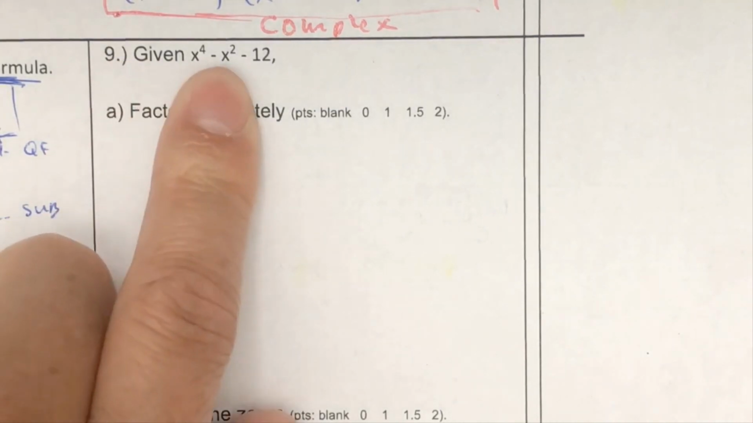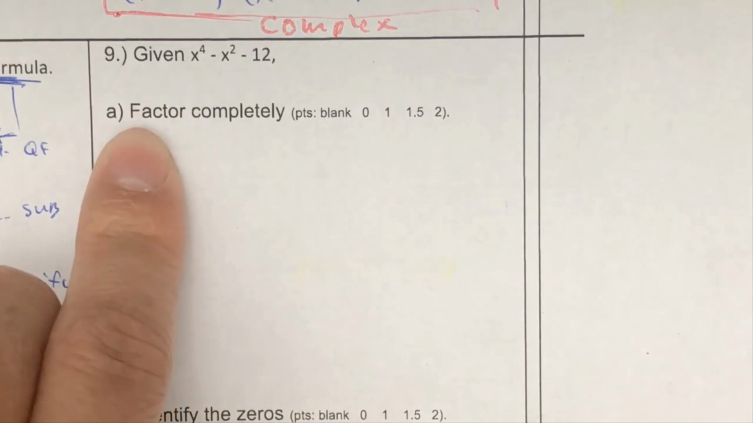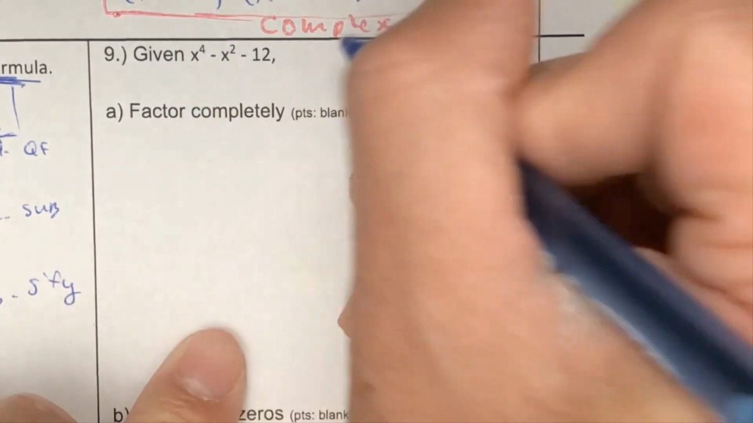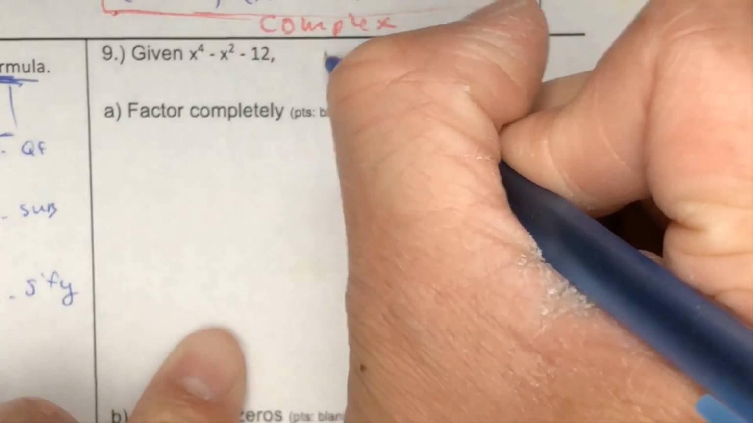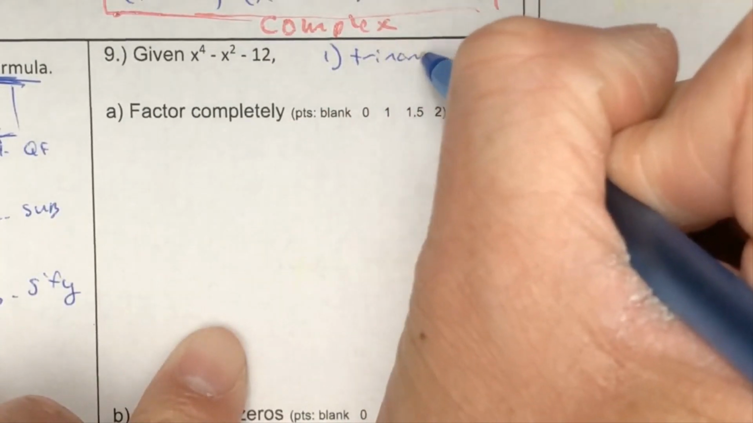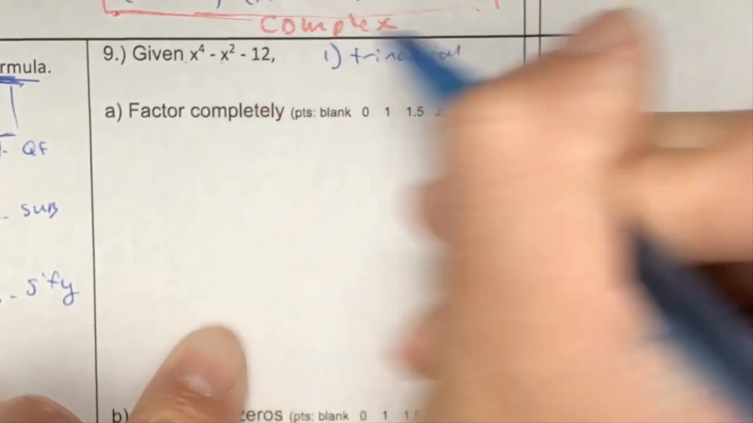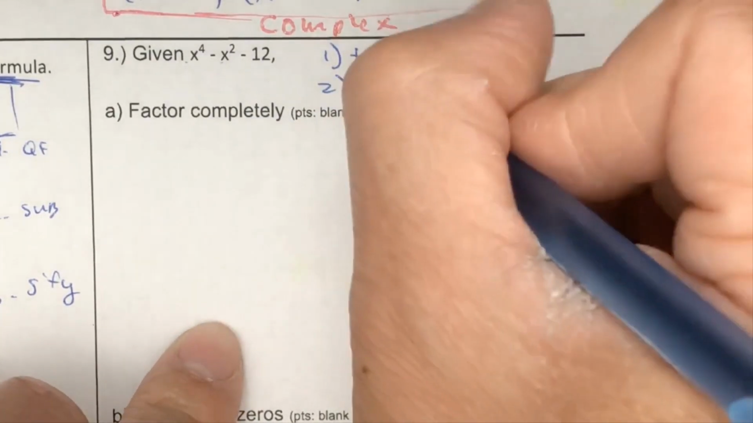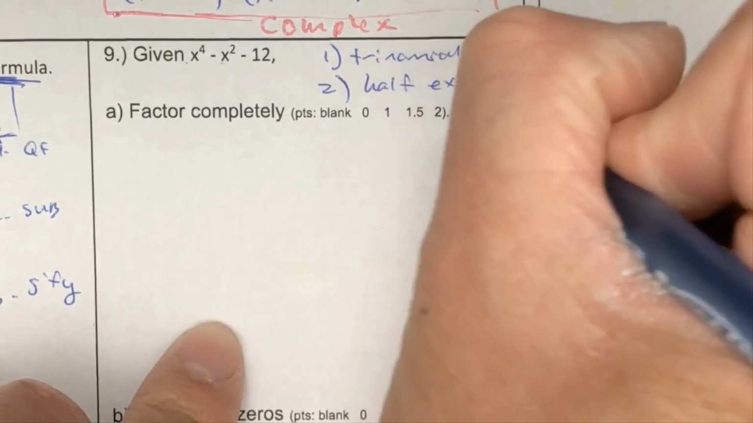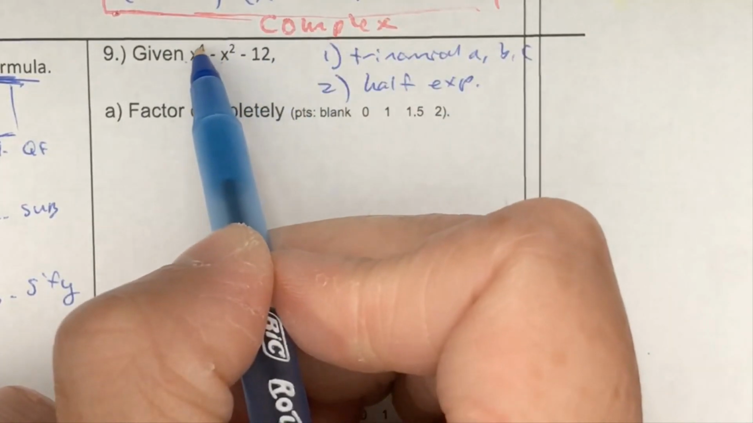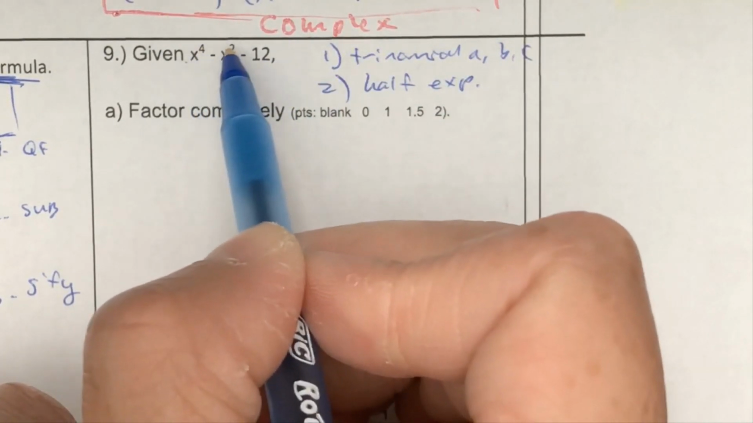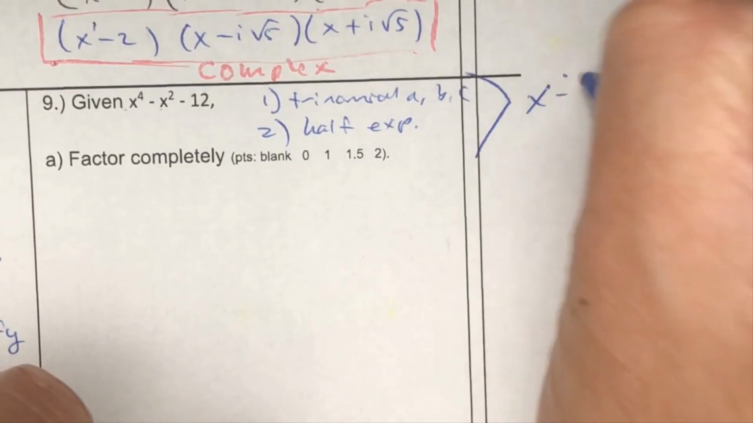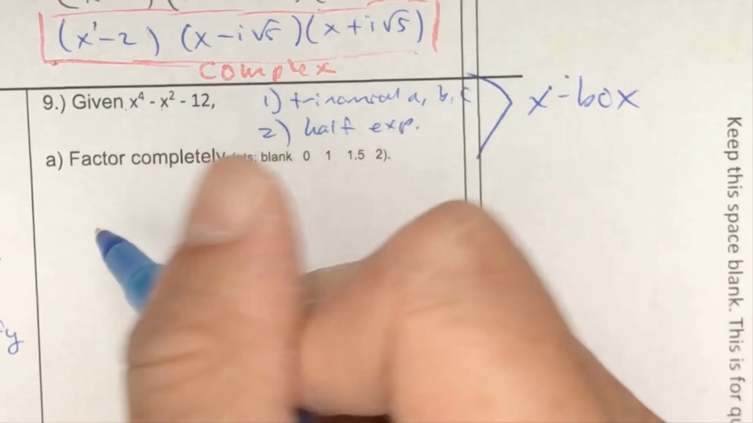Given x to the 4th minus x squared minus 12, factor completely. So I have a trinomial. 1, 2, 3, that's an A, B, and C. And if I can take half the exponent, let's see if we can take half the leading exponent, x to the 4th, half of 4 is 2. This is good when both these conditions work. You can use X box, so let's do X box.